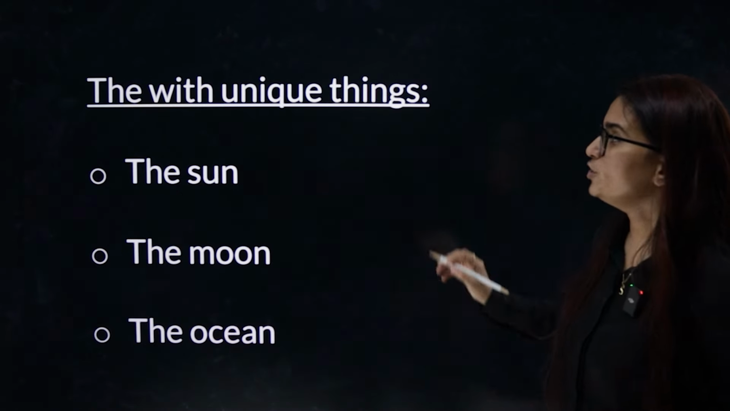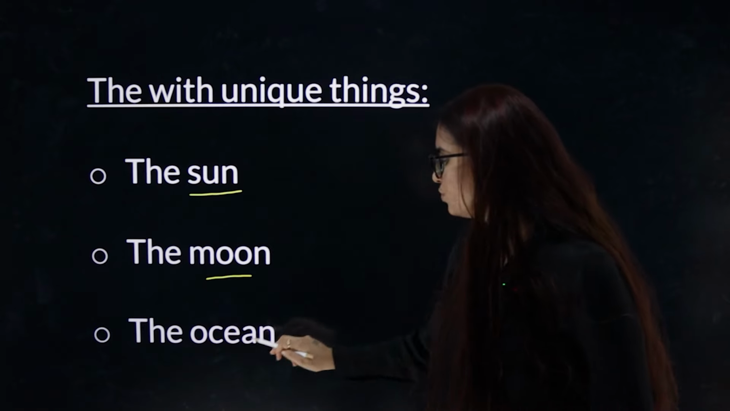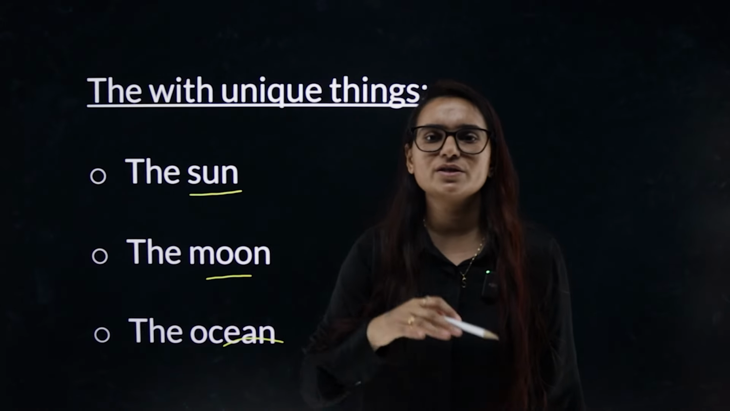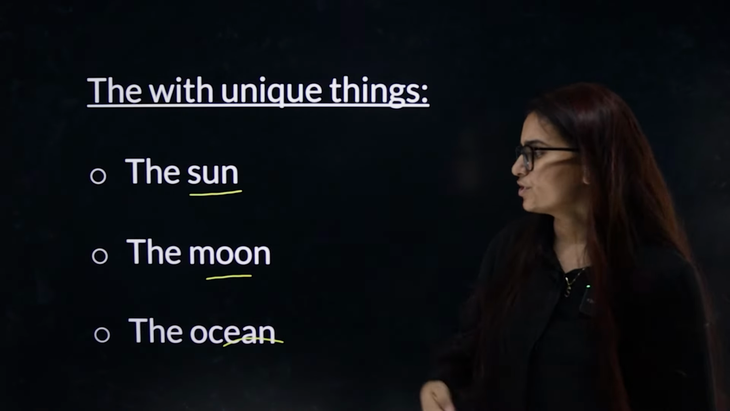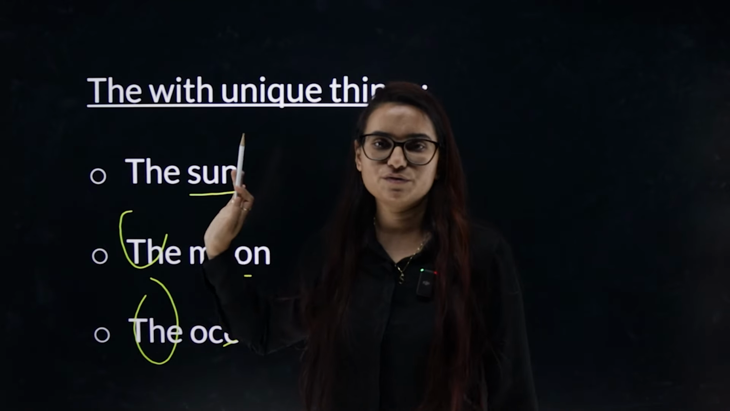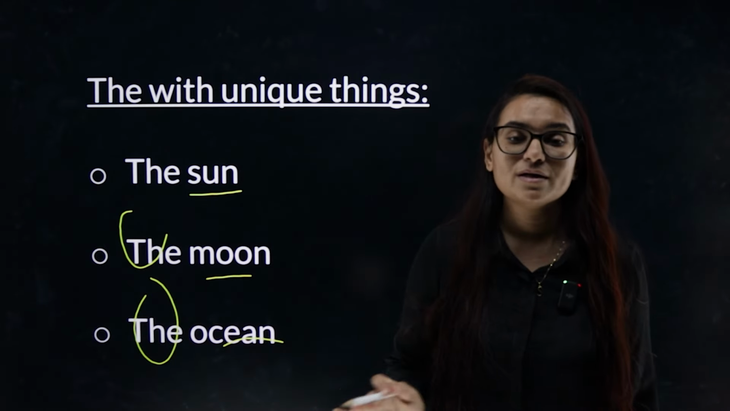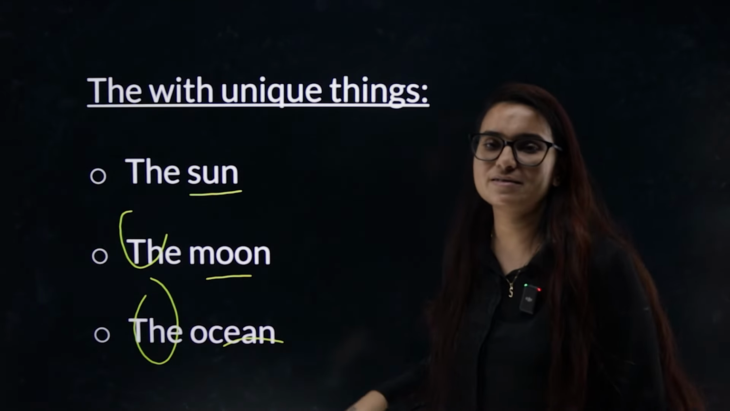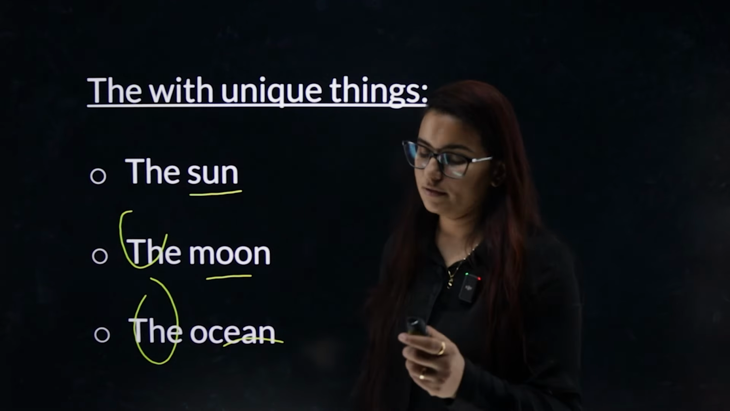Next we have unique things such as the sun, the moon, the ocean, the Pacific Ocean, the Antarctic Ocean. All of these words you will put "the" in front of. Okay, the Ganga River, the Ganges, they're unique things. There is only one Ganga in the world.